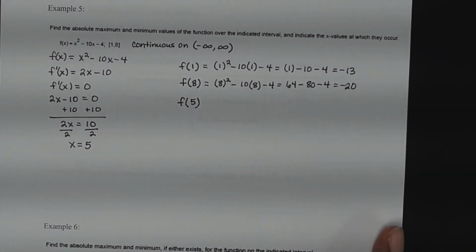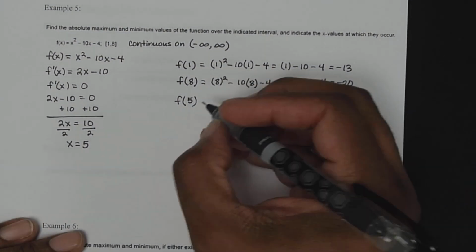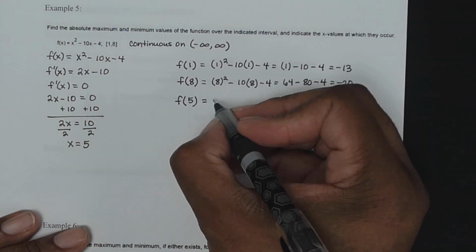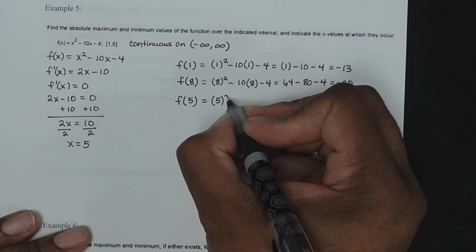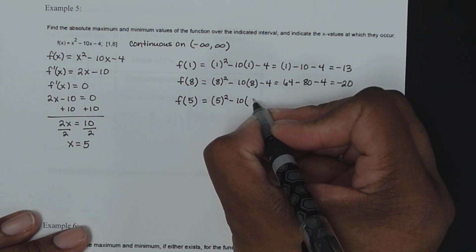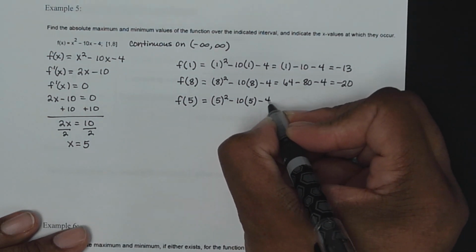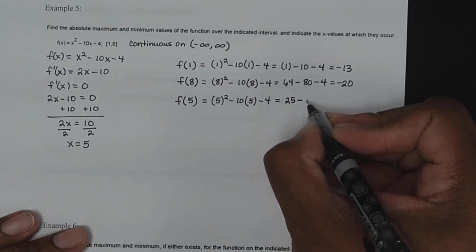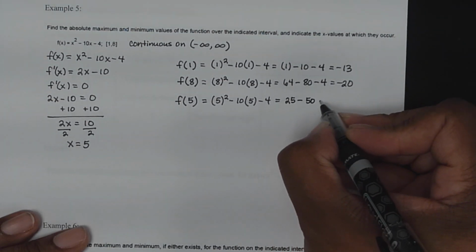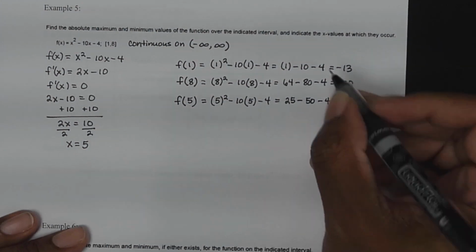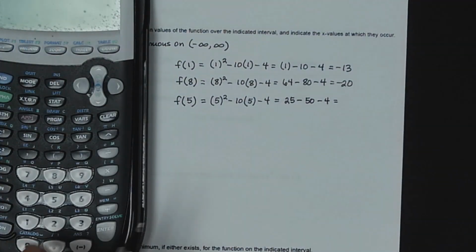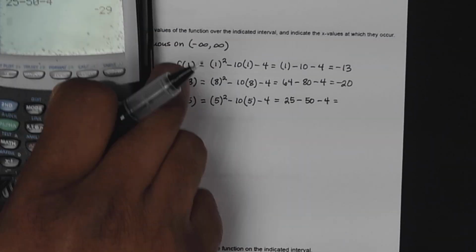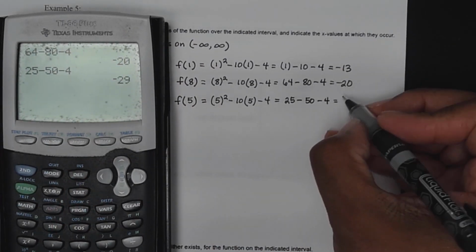And then for f of 5, which is my critical number, replace the x in f of x with 5. So it'll be 5 squared minus 10 times 5 minus 4. So 5 squared is 25, minus 10 times 5, which is 50, minus 4. Here I'm going to do 25 minus 50 minus 4, and that gives me negative 29.